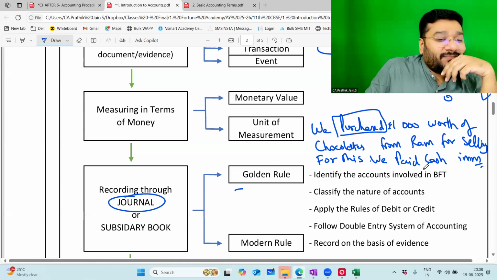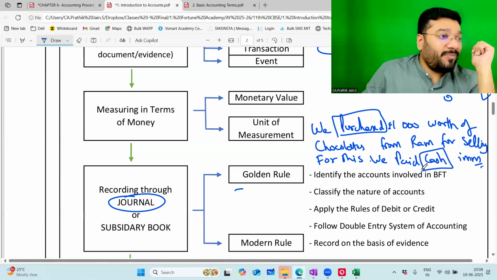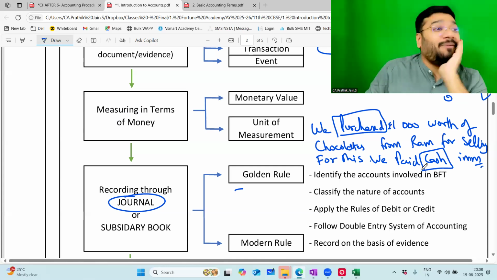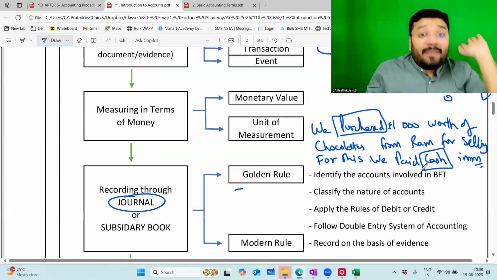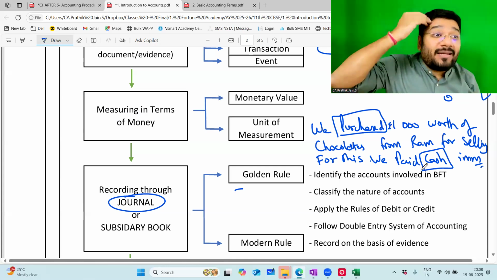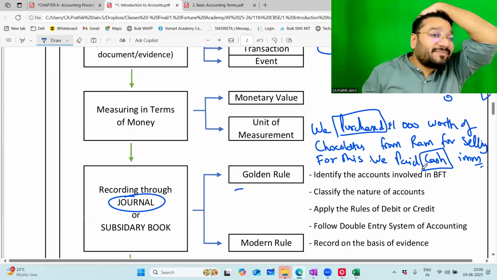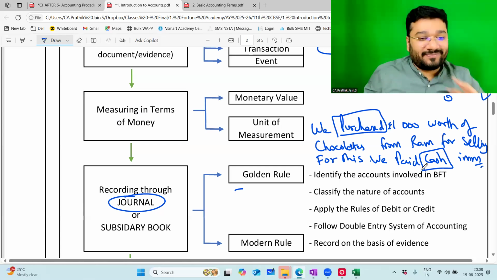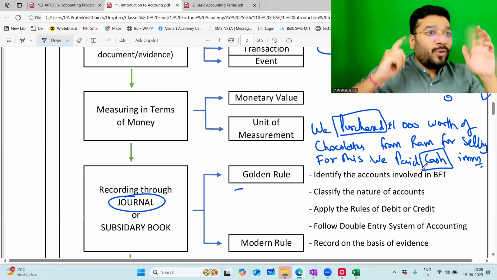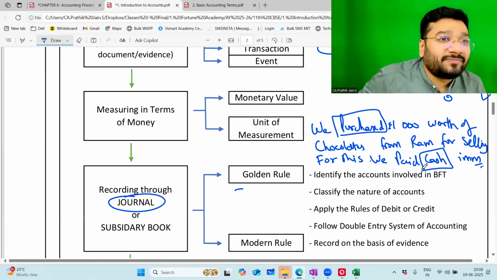Cash account and Ram account. Ram account I will not record, because I already paid the money to Ram. When I'm making the payment to the party, why should I remember his name? Then two accounts: purchases and cash. Because cash is the other account, you will not remember Ram. When will you remember Ram, you know?